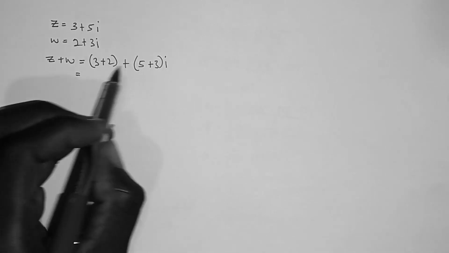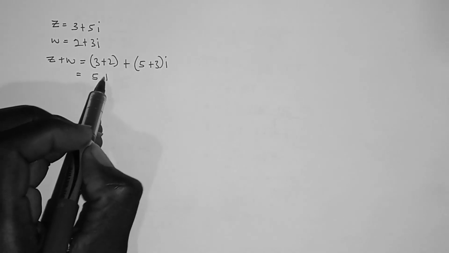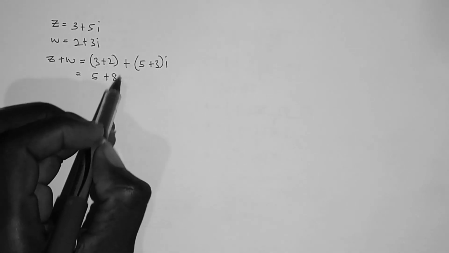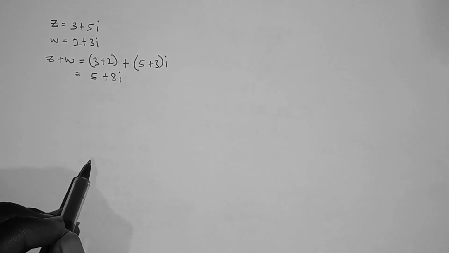So this is equal to 3 plus 2 is 5. Then plus 5 plus 3 is 8i. So it becomes 5 plus 8i.